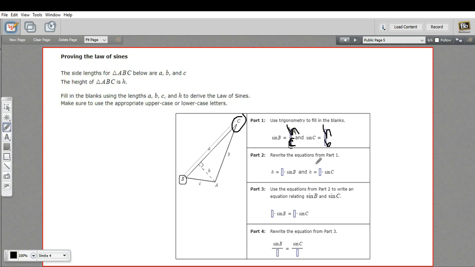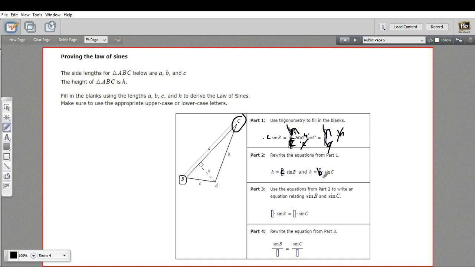Now in part two, we're just going to rewrite both those equations by solving for h. You can see they've got h on one side. And in this equation, to solve for h, we would just multiply both sides by c. And the c's would cancel here. Here we'd multiply by b. The b's would cancel. So what you're going to get is h equals c times the sine of b and h equals b times the sine of c.